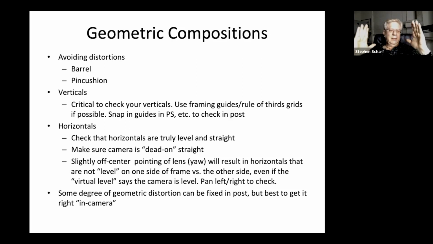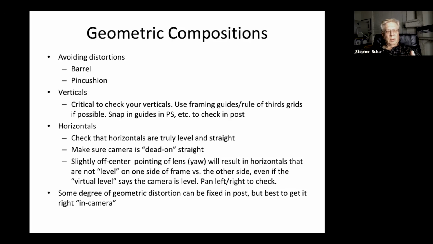So the key thing is you want the camera to be straight and square effectively with the scene that you're photographing, both vertically and horizontally. So you want your horizontals truly level and straight. And then you want to make sure the camera is dead on in terms of where it's pointing, because if the camera is pointing slightly off axis, that is, it has some yaw in it, that the front of the lens is slightly turned either to the left or right.